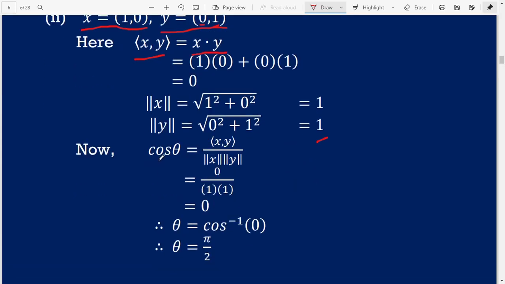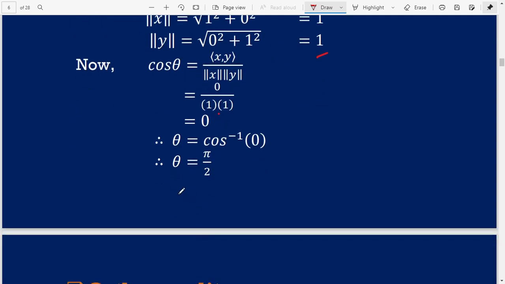So now cos theta is equal to inner product x with y upon norm x into norm y. But here we have inner product x with y is equal to 0 upon 1 into 1. So 0 upon 1 is equal to 0. So theta is equal to cos inverse 0. So we get theta is equal to pi upon 2.